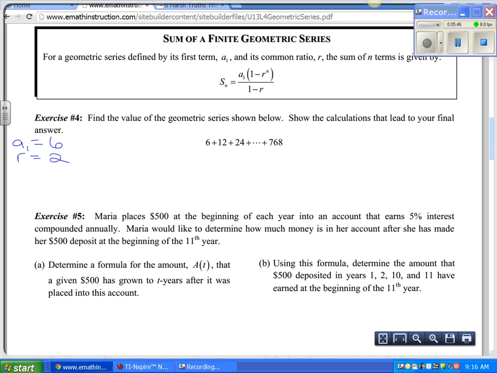Do I know n? No. I know a sub n. Good. What's a sub n? Great. I don't know n, and that's a problem, right? I need to know n in order to find the sum of the terms. So how am I going to find n?